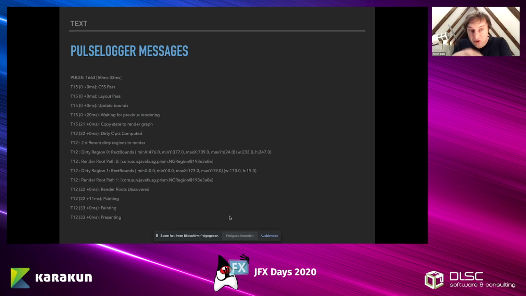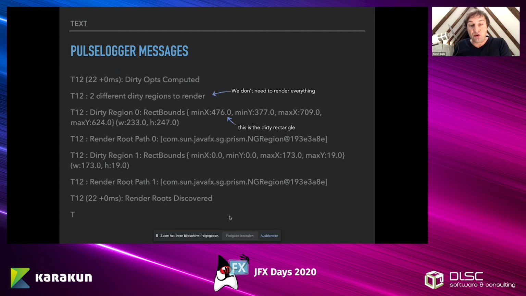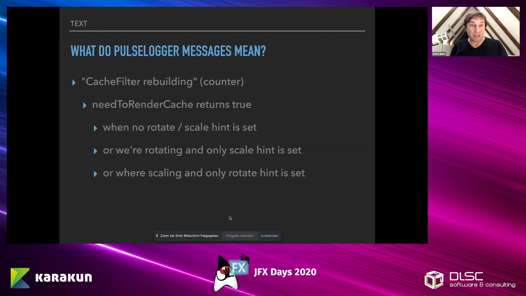In addition to these phases, you usually also get a little more information about what is going on internally. So what are the different dirty regions? The scene graph optimizes, and it does not repaint everything usually, but it identifies the dirty regions and only repaints these. And you get this information as well from the pulse logger messages.